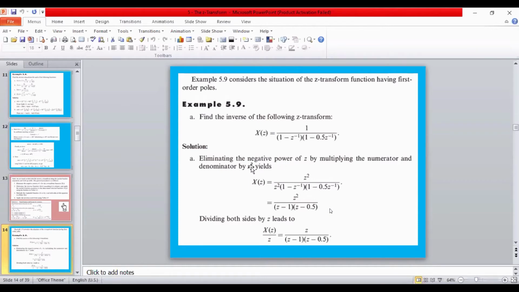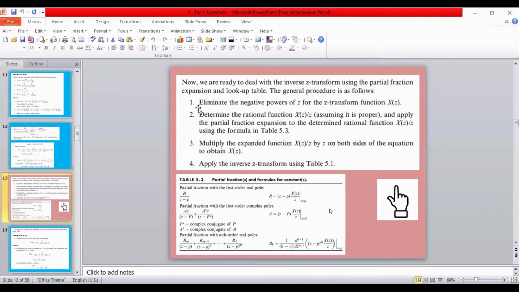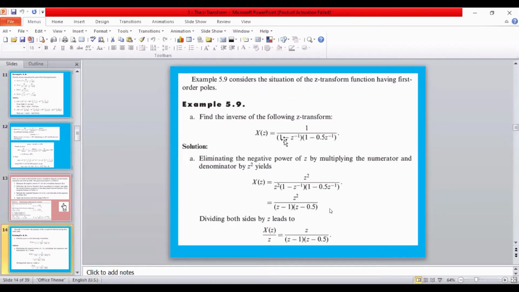So first of all, if you look at this algorithm, number 1 is eliminate negative powers of z. Get rid of those. See, we have z raised to the power of -1 and here as well. So the easiest thing to do is multiply everything by z squared, numerator and denominator, z squared, z squared. After you cross multiply this, you will get rid of the negative powers, right?